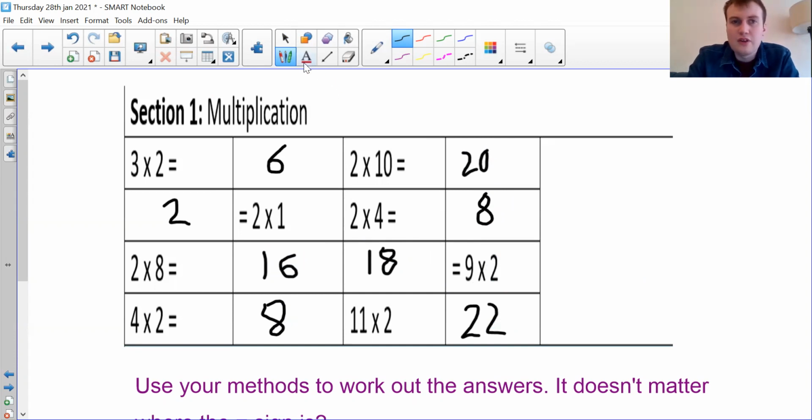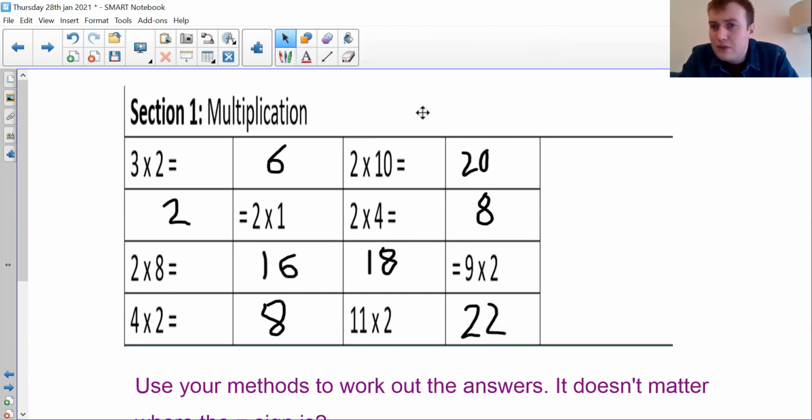So well done if you got those. If any of them you didn't get quite right, just try with a different method or just redo your method and double check your counting to see if you can get the right answer. All right, so that is our timesing questions.